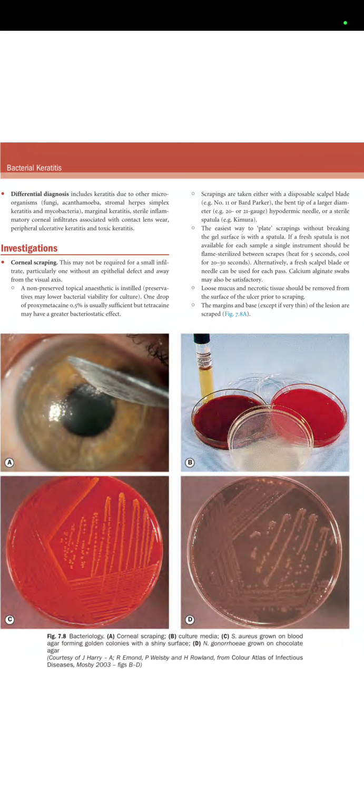So you can see figure 7.8a. A is corneal scraping. I think this is a blade that is being used to take the sample. B, you can see the different culture media that are made: chocolate agar, blood agar, and you can see how the colonies and bacteria are growing on the culture.